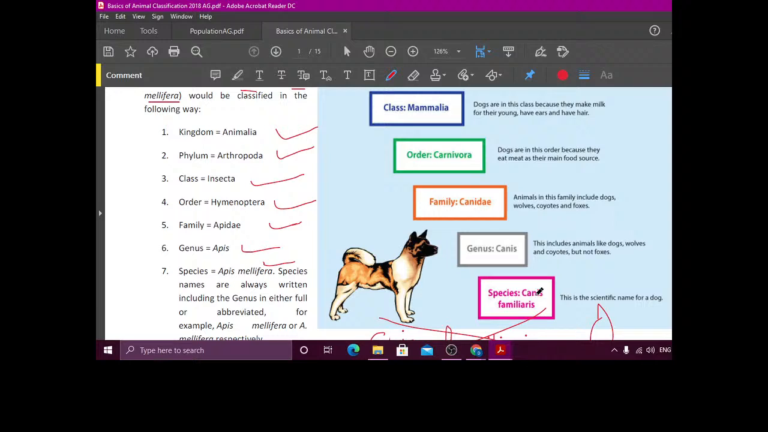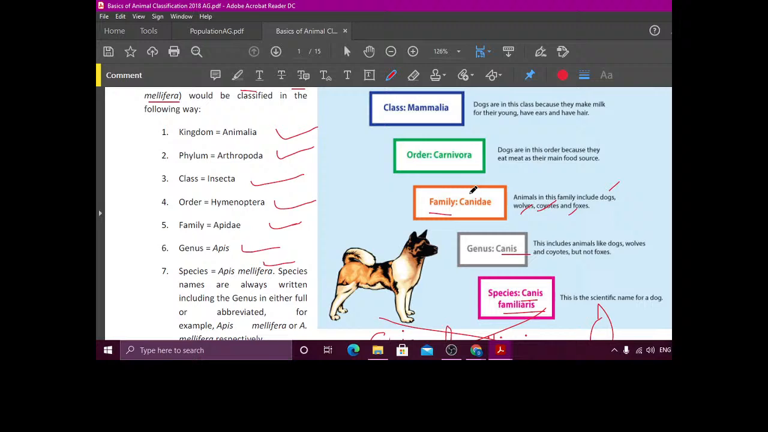I keep it underlined. This is the scientific name of a dog, genus Canis. It also has to be underlined. This includes animals like dogs, wolves, coyotes, but not foxes. Then you come to the family Canidae. Animals in this family include dogs, wolves, coyotes, and foxes. Foxes belong to the family Canidae.